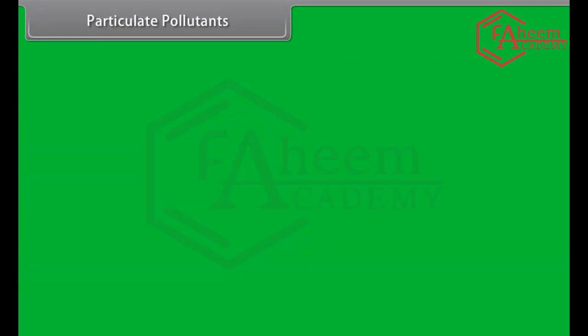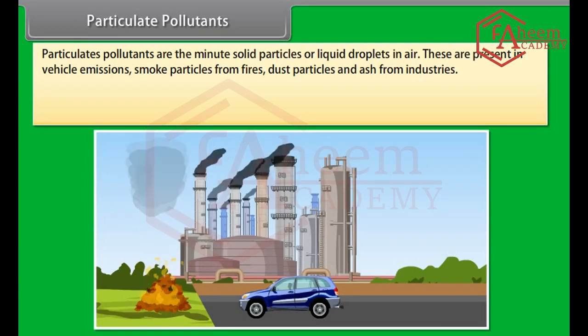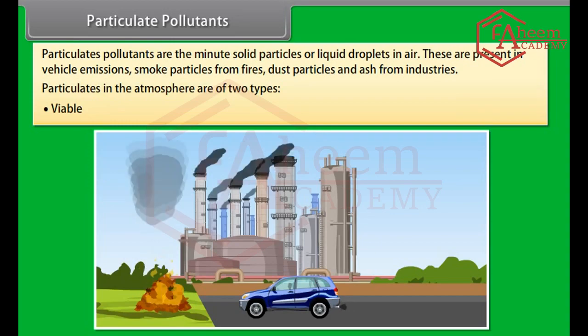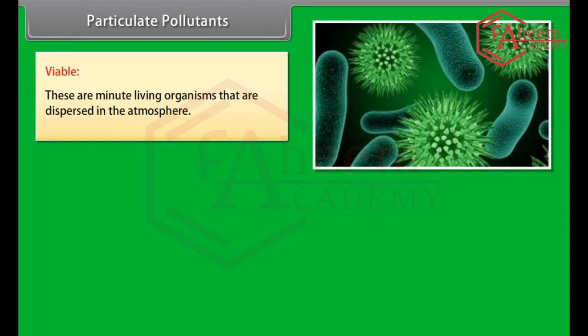Particulate pollutants. Particulate pollutants are minute solid particles or liquid droplets in air. These are present in vehicle emissions, smoke particles from fires, dust particles, and ash from industries. Particulates in the atmosphere are of two types: viable and non-viable. Viable: these are minute living organisms that are dispersed in the atmosphere. Examples: bacteria, fungi, molds, algae, etc.